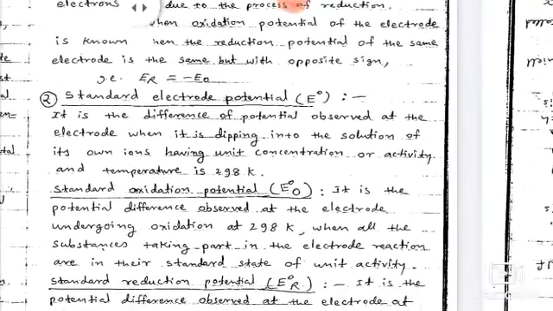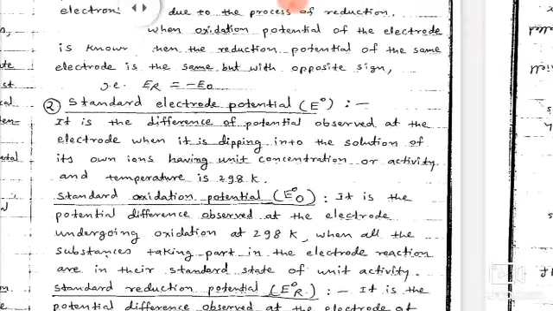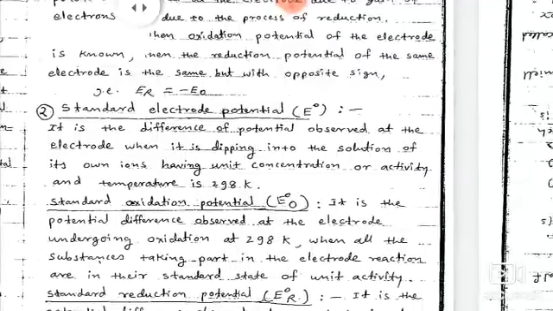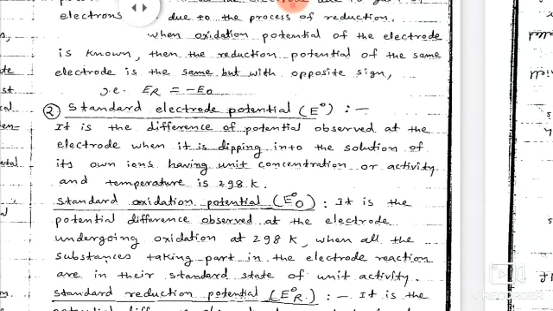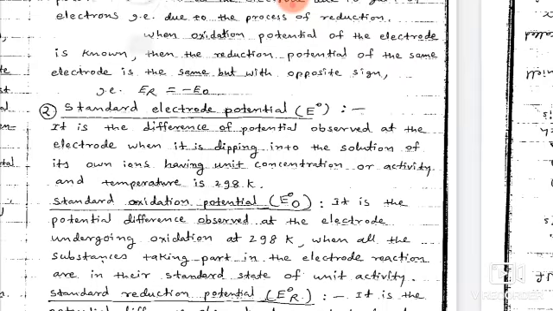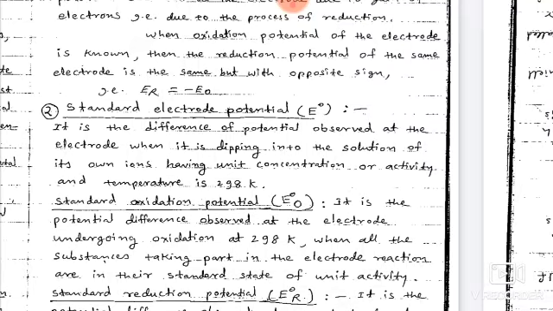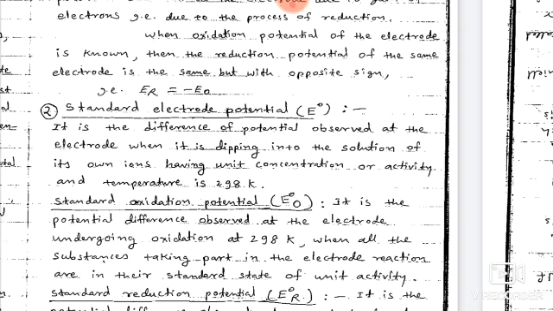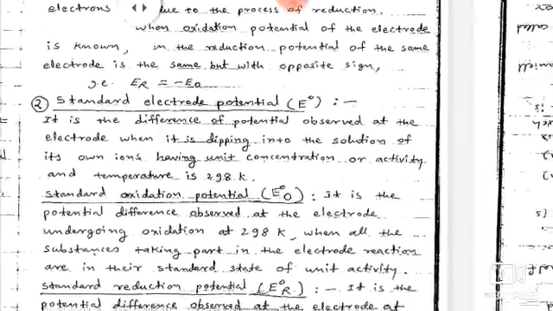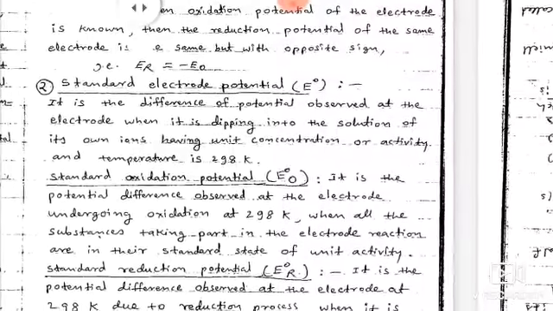Then what is standard electrode potential? It is the difference of potential observed at the electrode when it is dipped into the solution of its own ions having unit concentration or activity at the temperature of about 298 degree Kelvin.